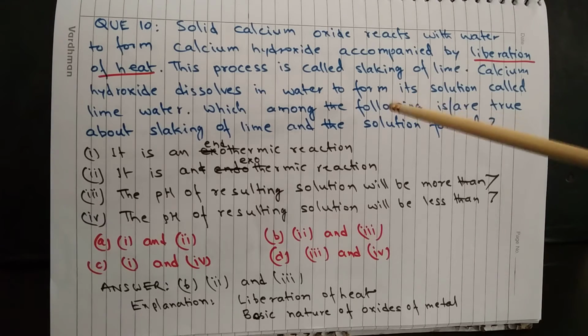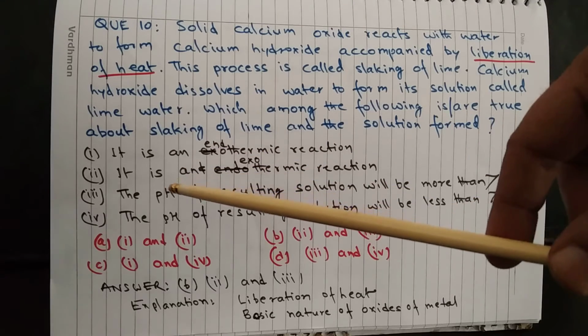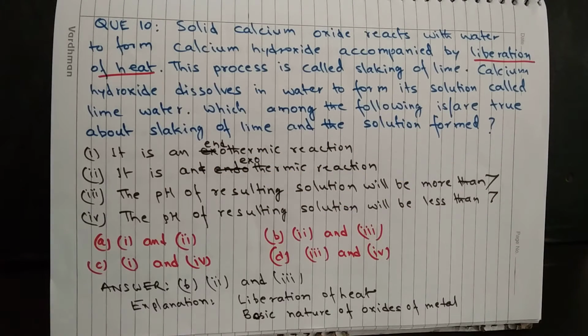Number 1, it is an endothermic reaction. Number 2, it is an exothermic reaction. Number 3, the pH of resulting solution will be more than 7. And number 4, the pH of resulting solution will be less than 7. Options are A, 1 and 2, B, 2 and 3, C, 1 and 4, and D, 3 and 4.